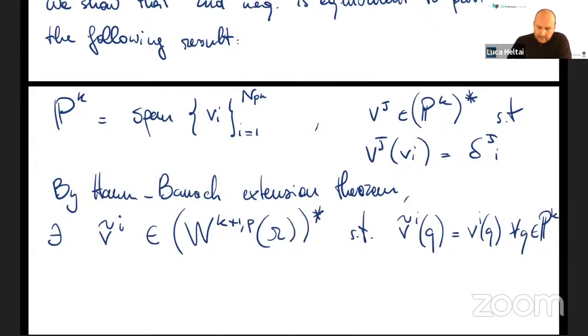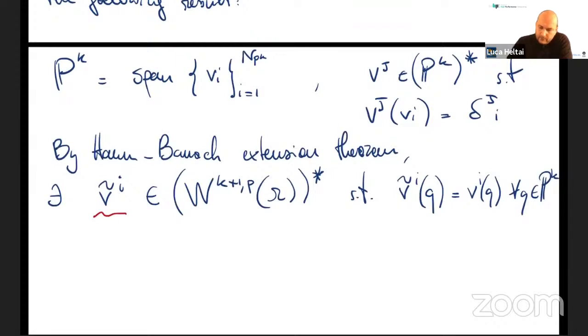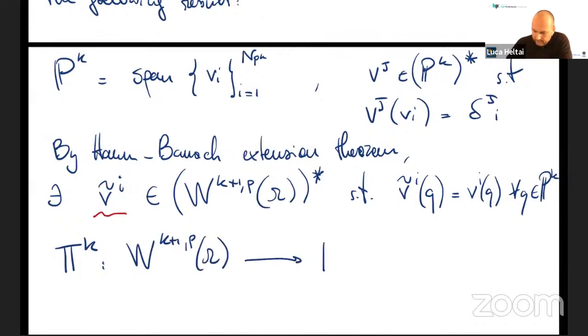Okay. So I'm taking the extension V tilde I, with the I on top, of the dual basis functions that we had that defines the dual object over here. And I define a projector, pi k. It's a projector that goes from W k plus one P of omega with values in PK.